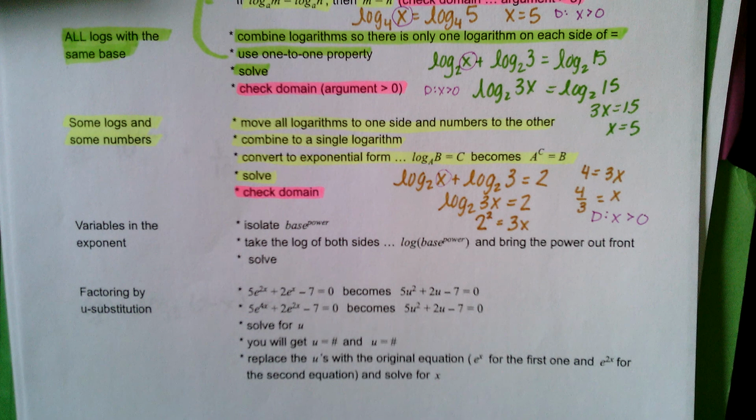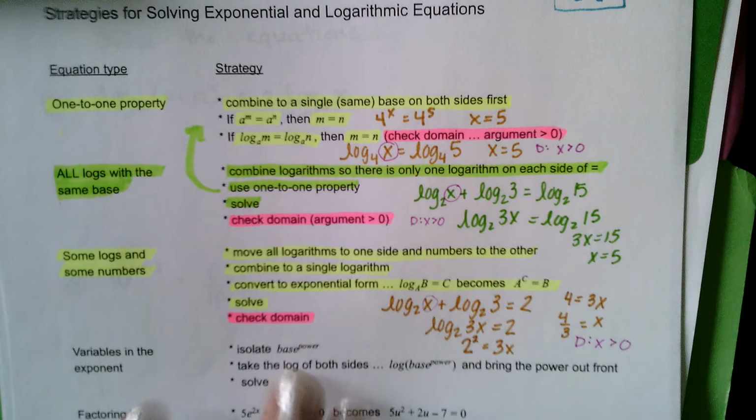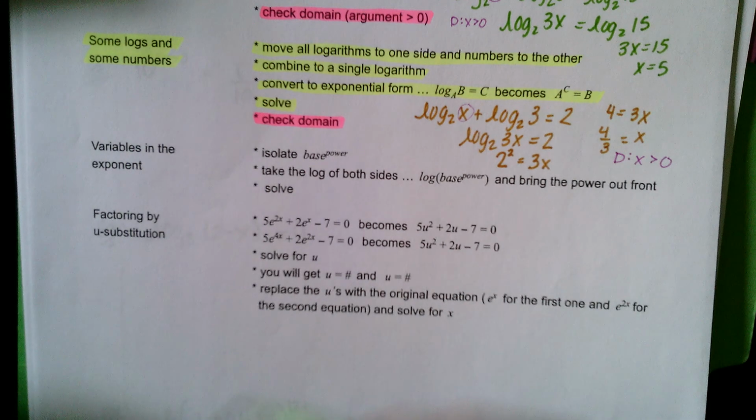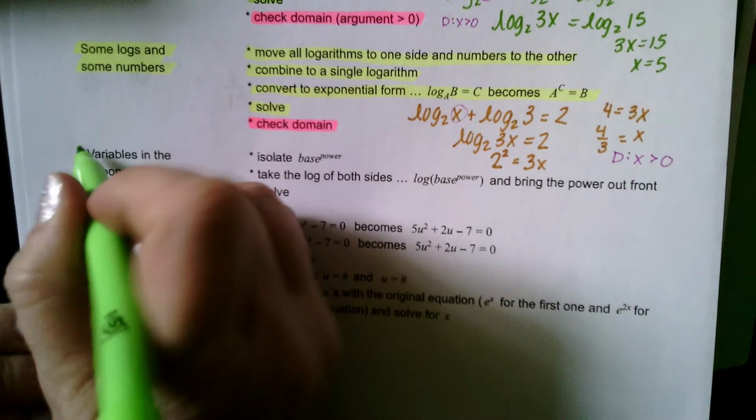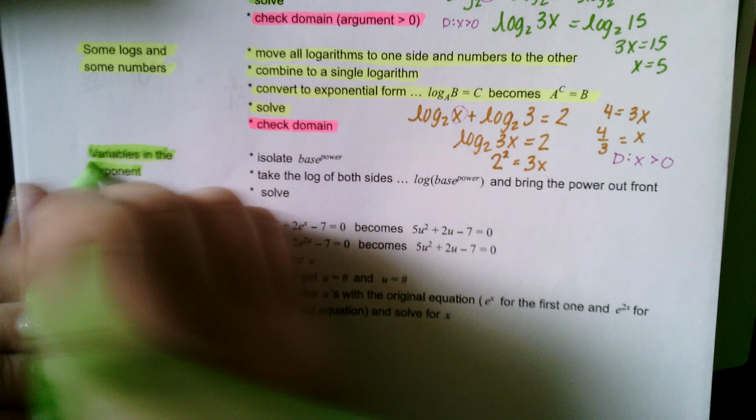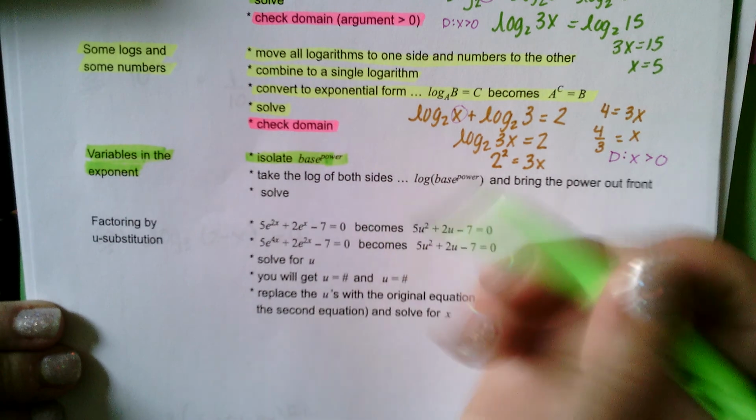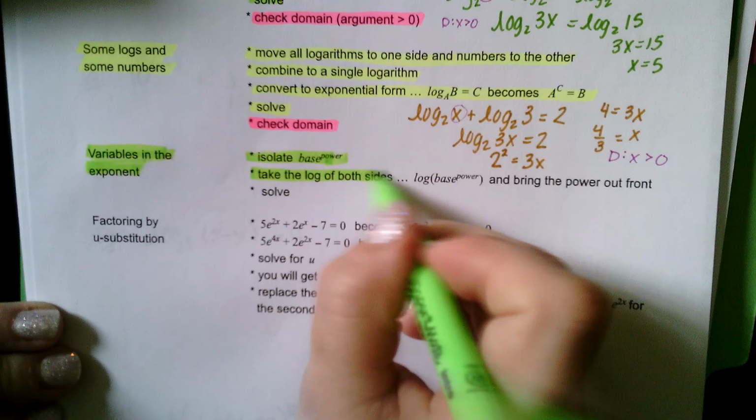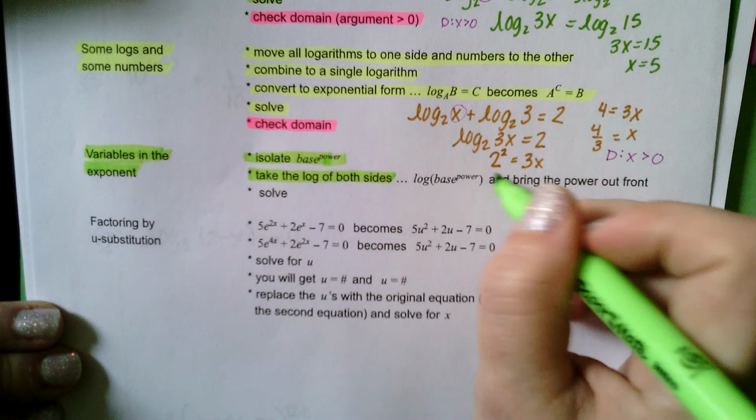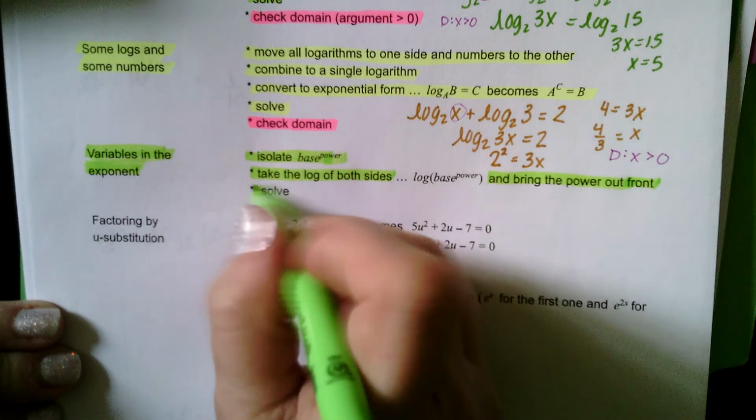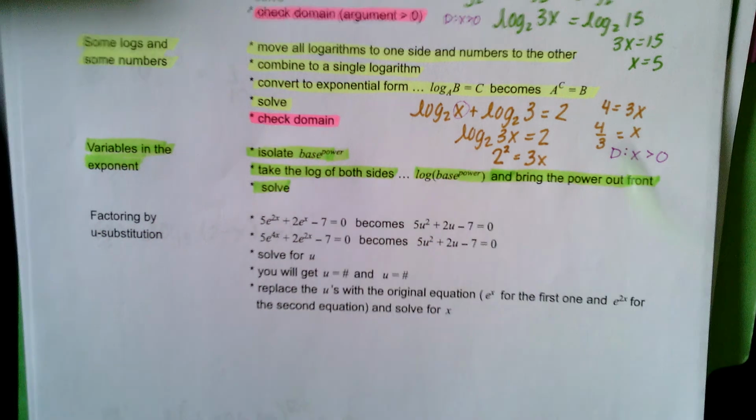Variables in the exponents. Now this is a different scenario than the one where we had the one-to-one property. Sometimes this type becomes a one-to-one property, sometimes it does not, but it can be its own specific type. So in that case, we isolate the base that's up to a power, take the log of both sides, or natural log of both sides, bring the power out front, and then solve.